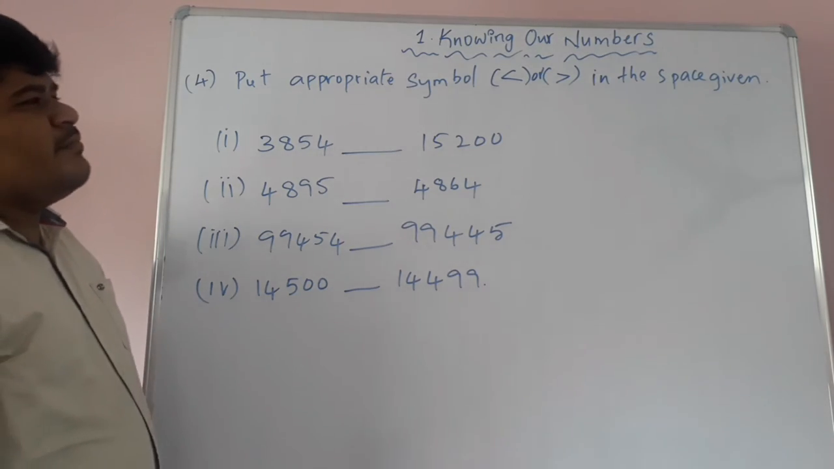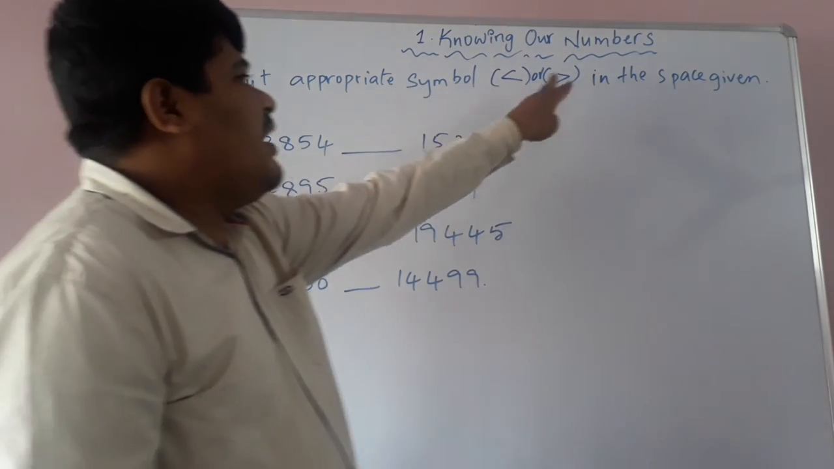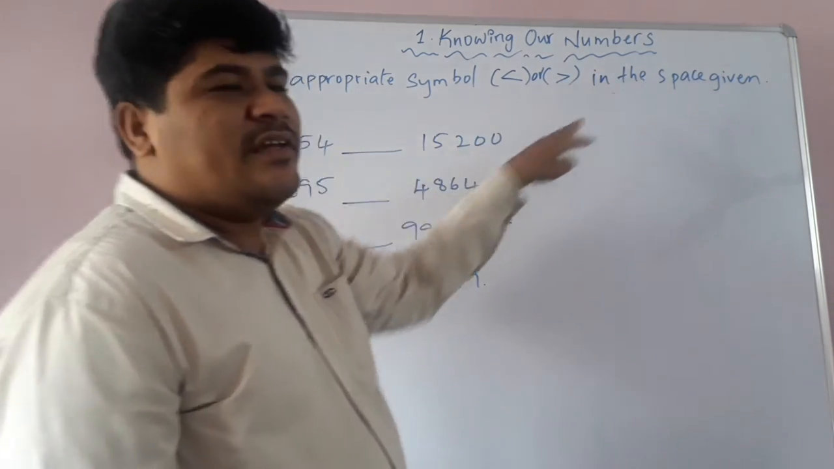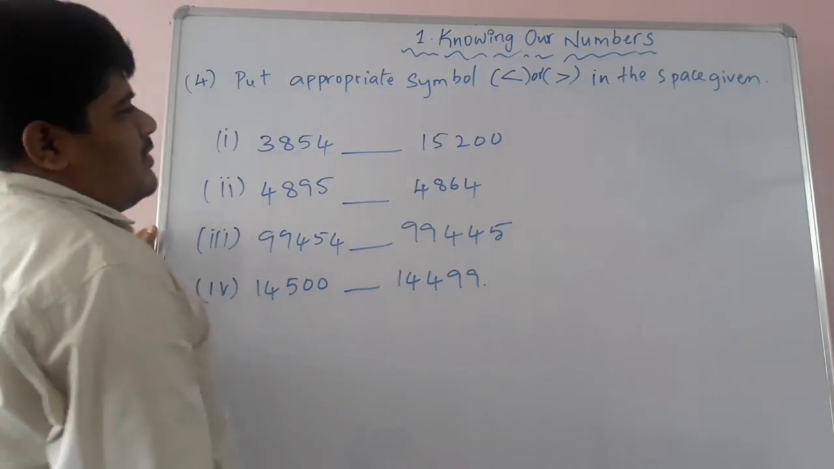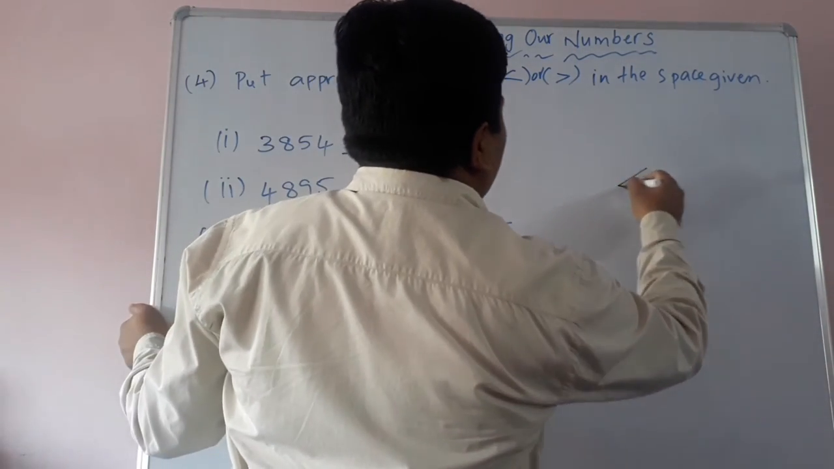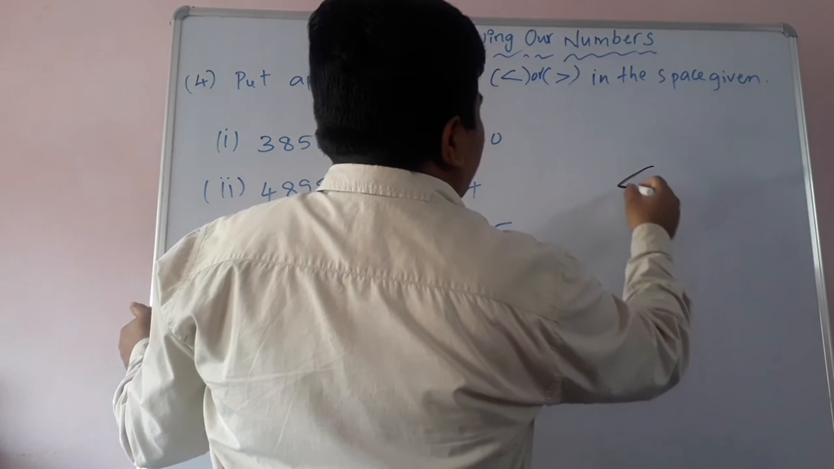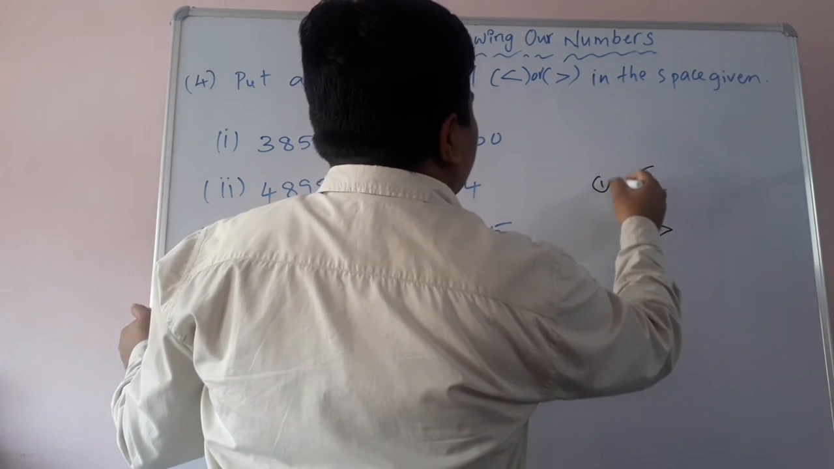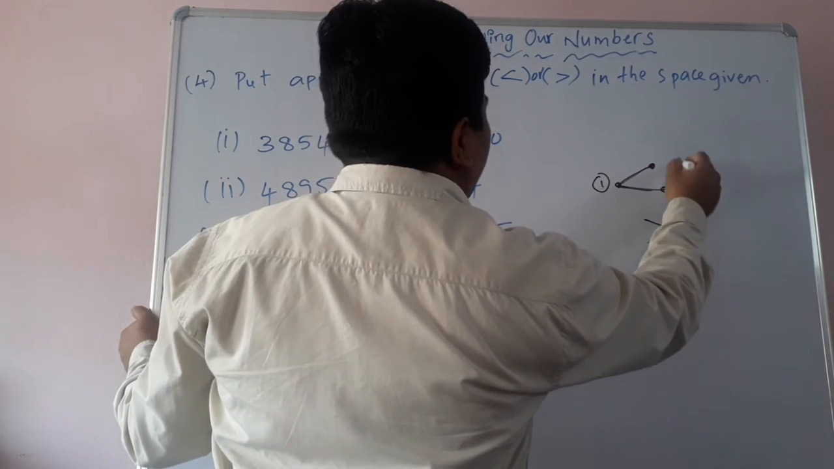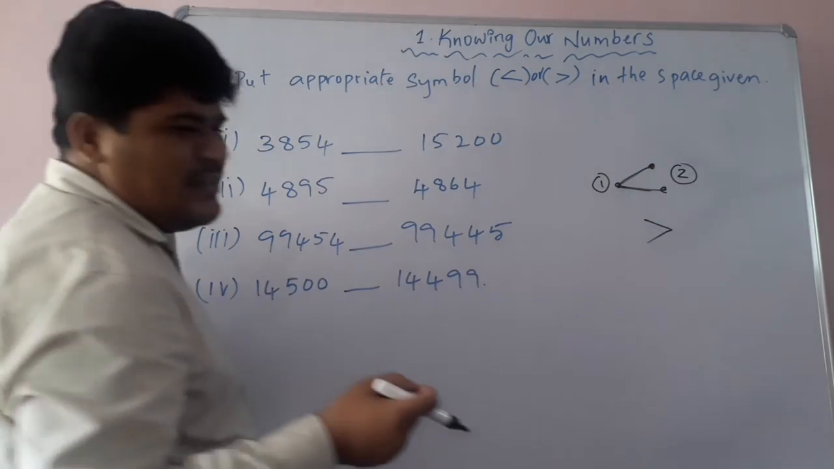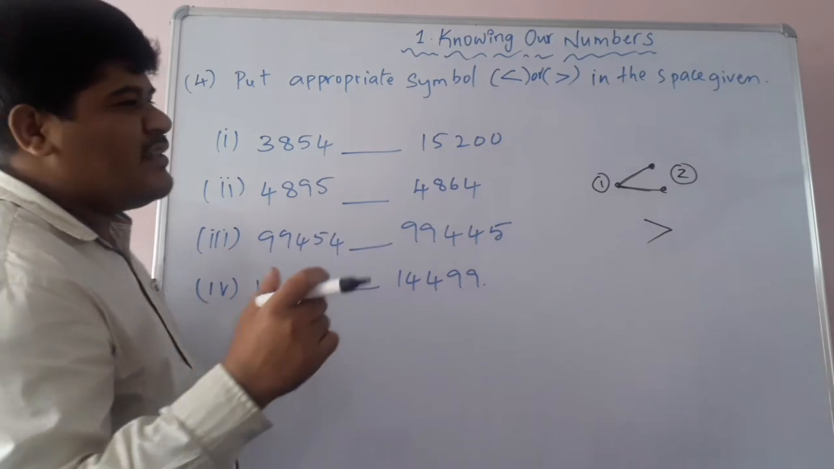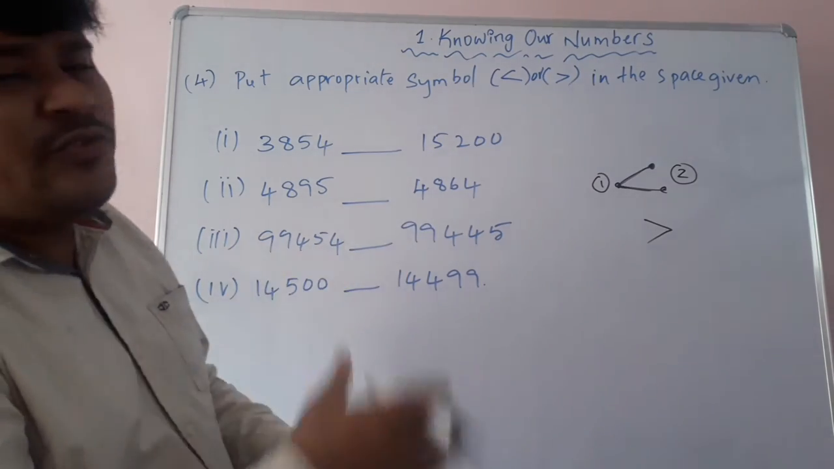Put appropriate symbol less than or greater than in the space given. So children, this is the symbol. We will call it less than, and this is greater than. It has only one endpoint. How many endpoints? It has 2 endpoints, right? So one technique I am telling you to remember how and where to use these symbols.